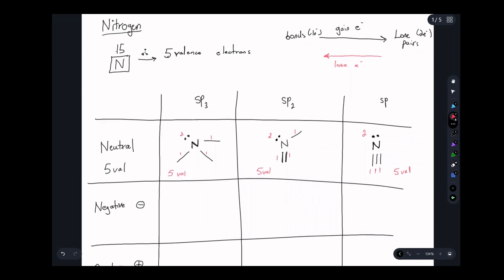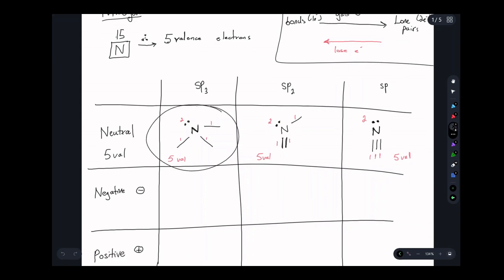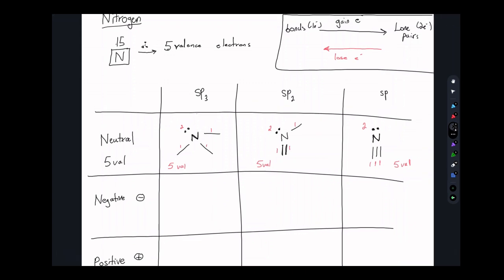So why do I bring that up? As long as you remember this rule, and you know the neutral states of your atom with 1 lone pair and 3 bonds, then all you need to do is remember the orientation that this works, right?